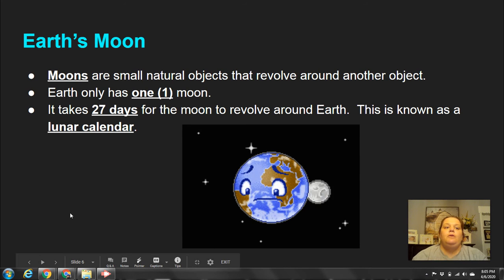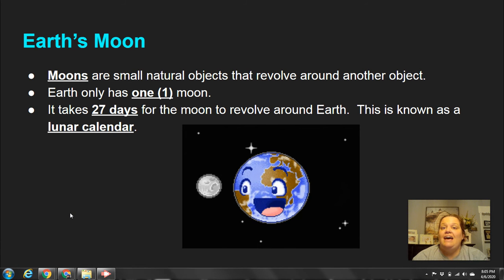Okay, the Earth's moon. Moons, believe it or not, are what we would call a satellite. Moons are small natural objects, which we refer to as satellites, that revolve around another planet. Now, they don't meet the criteria for a planet, so they're called a moon. And also, why they're called moons and not planets, even though some of them are bigger than some planets, is because they don't revolve around the sun. They actually revolve around the planet.